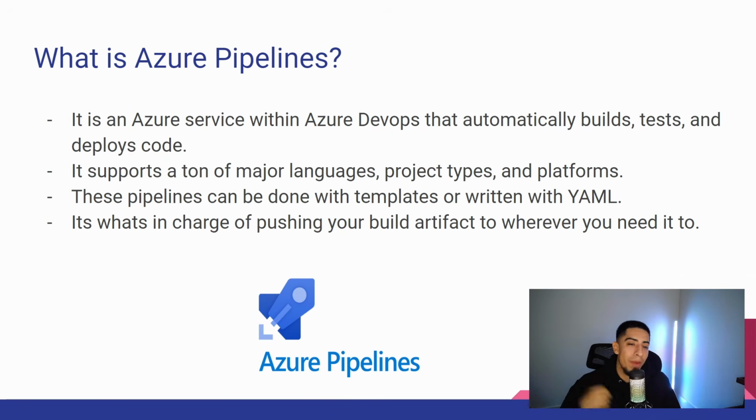So what are Azure Pipelines? It's an Azure service within Azure DevOps, like I just showed you guys, that automatically builds, tests, and deploys code. It supports a ton of major languages, project types, and platforms. And there's 2 ways you can really build your pipelines. They can be done using templates and the visual designer, which is more drag and drop. Or you can do it using YAML, and you can write all your YAML code, and it turns into a file that then gets stored in your repo, and you can manage it that way.